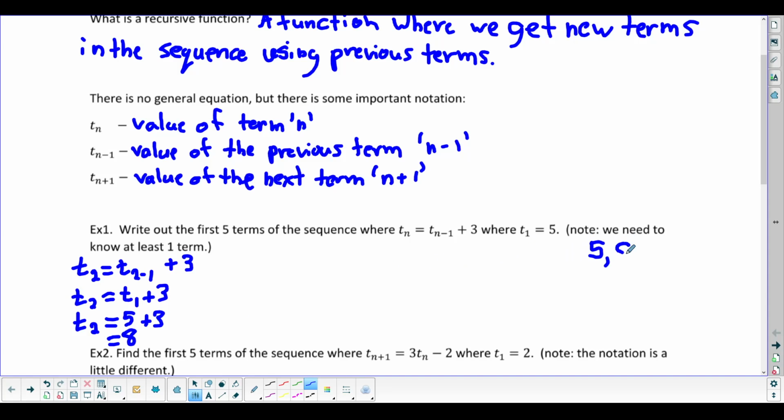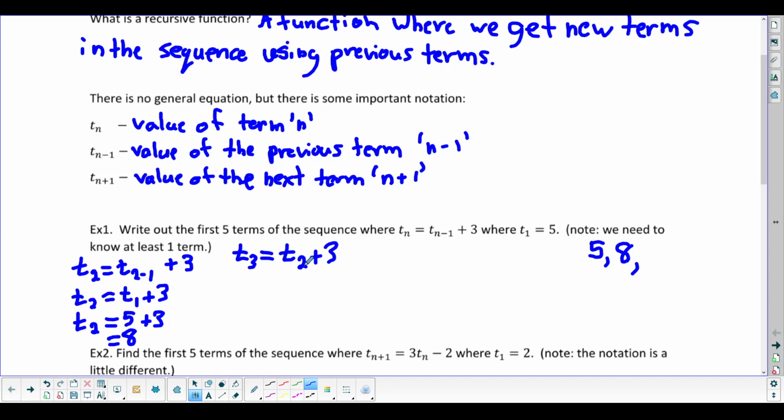Okay, 8. And if we say out this equation, that makes sense. The value of the term is equal to the value of the previous term plus 3. So 8 is 5 plus 3. We can see that algebraically, and we can say it verbally and understand the intuition that it's the previous term plus 3. So the next one we would expect to be 11, but let's write it out in more detail. Term 3 we'd be trying to find is term 3 minus 1, which is term 2, plus 3.